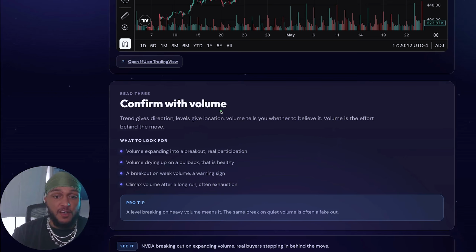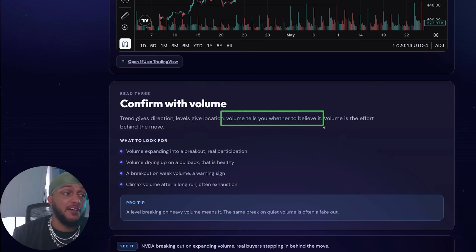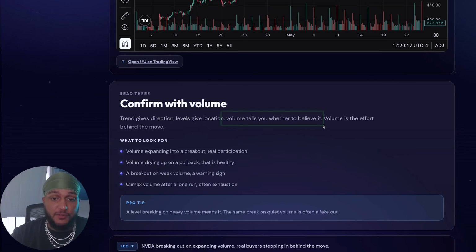Like we said right here, volume tells you whether to believe it or not. Volume is the effort behind the move. If you have volume on the move, it's going to give you the whole story.